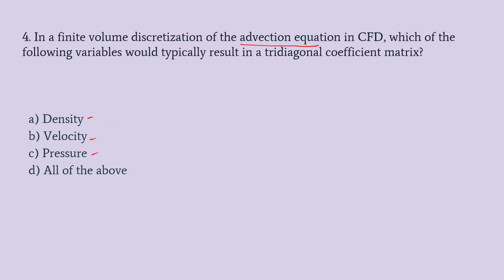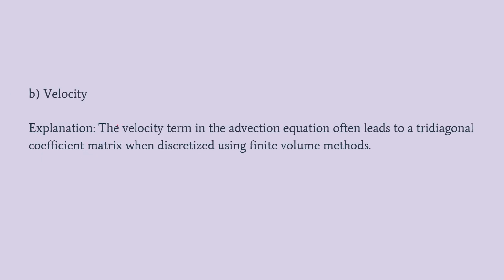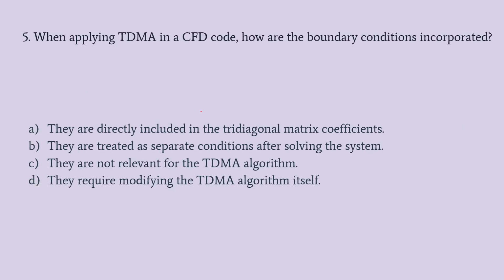Yes, the answer is option B, velocity. Mostly the velocity term in the advection equation is the one that leads to tridiagonal coefficient matrix formation when we are using finite volume methods. Moving on to the next question.